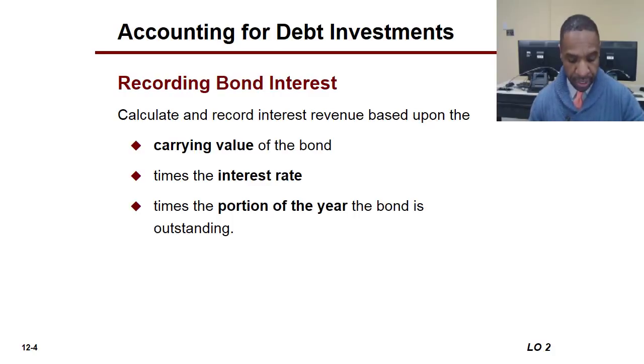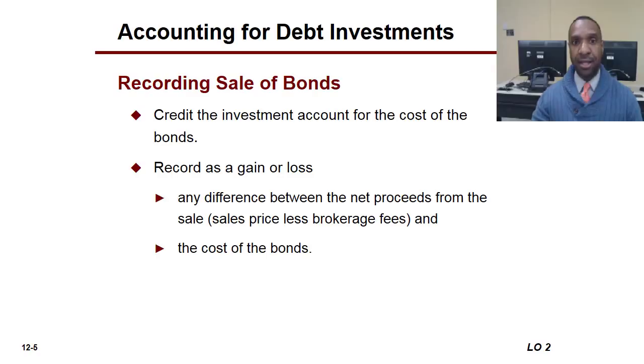Now, when we're recording the bond interest, we've got some key points here. We get the carrying value of the bond, we multiply that by the interest rate, and then we multiply by the portion of the year the bond is outstanding. So these are the 3 points when we're calculating and recording interest revenue for a bond.